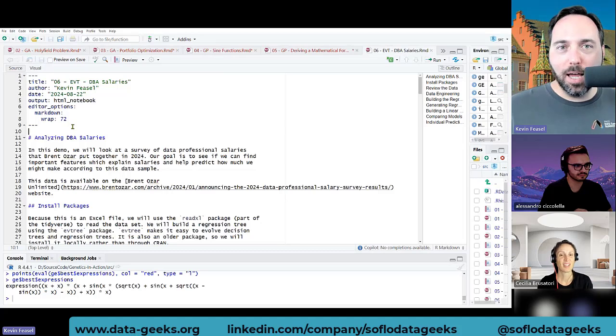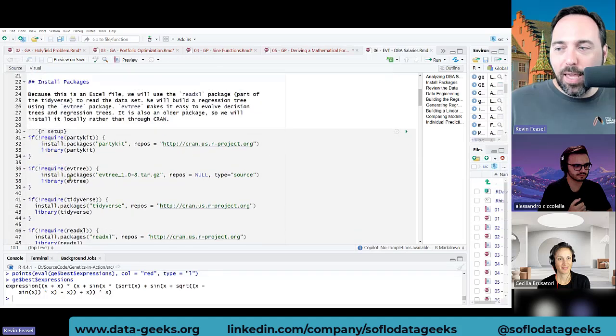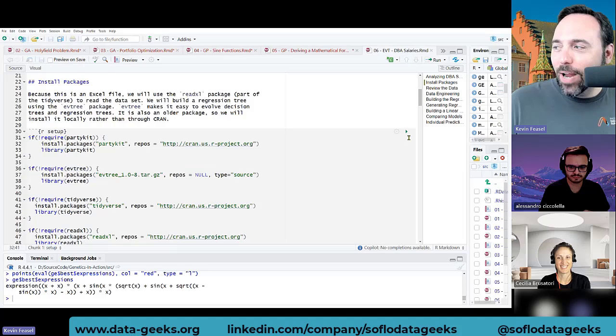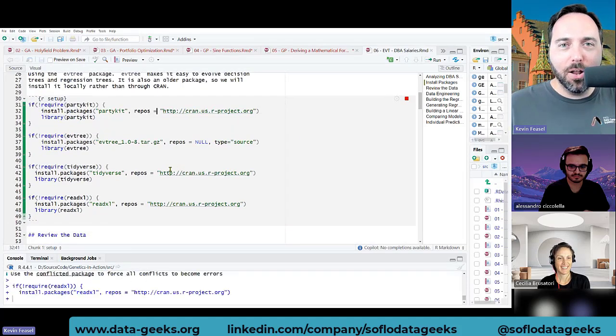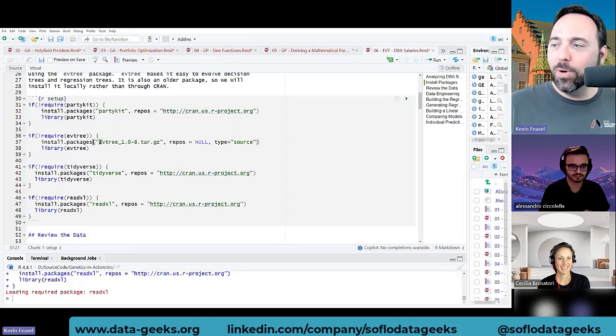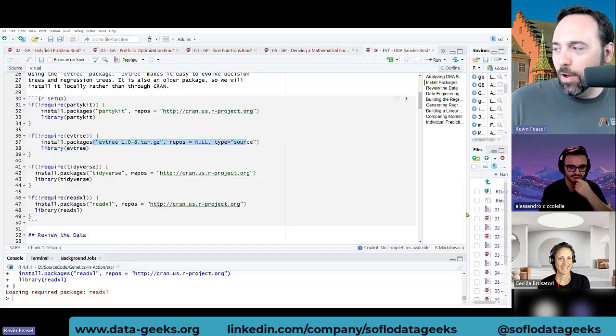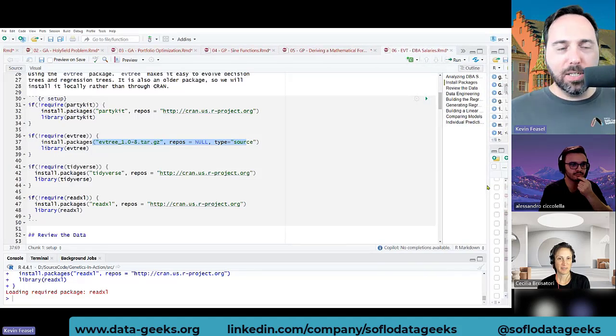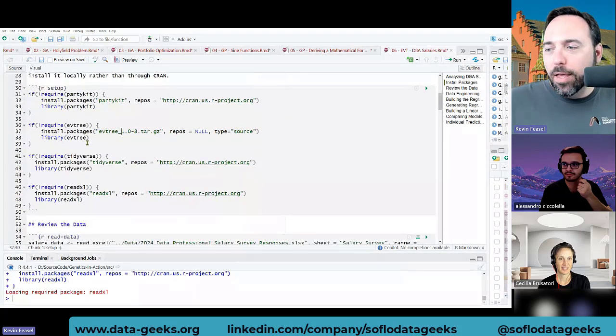DBA salaries. This is another example using something called an evolutionary tree. EV tree. EV tree is technically still supported, but for whatever reason, CRAN thinks that this only should be installed on old versions of R. So once again, I'm installing this from my GitHub repo here. But this one is still on CRAN. It is still technically an active project. It hasn't been updated in a while, though.